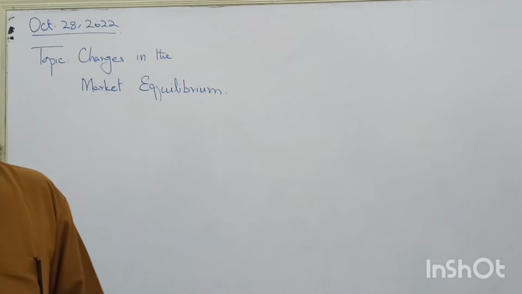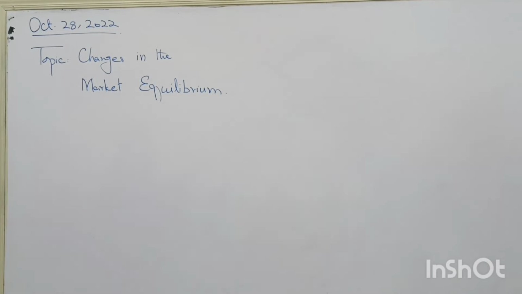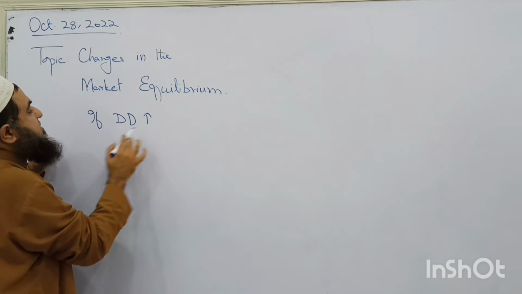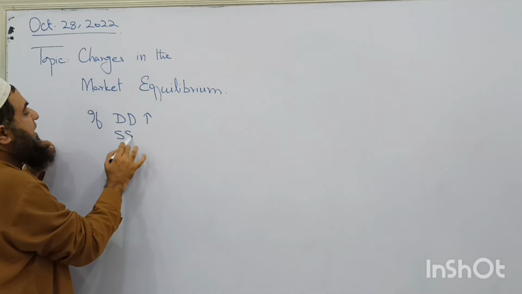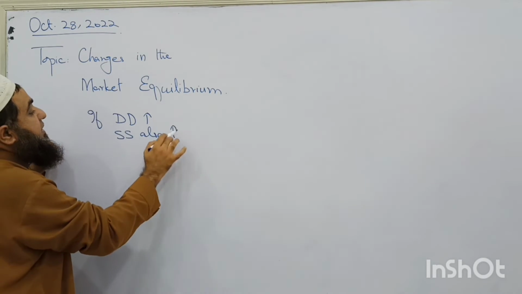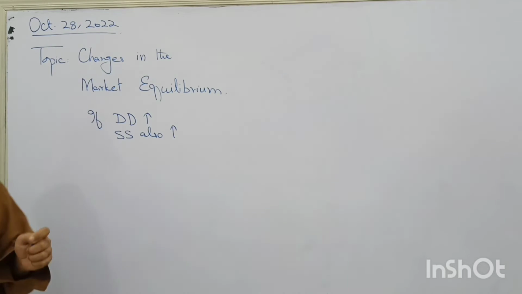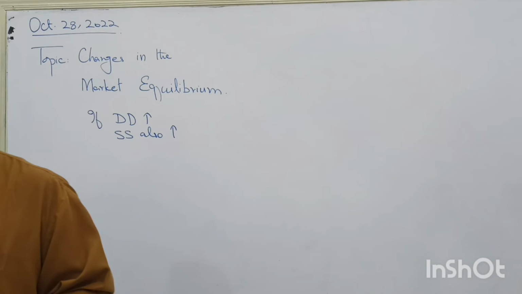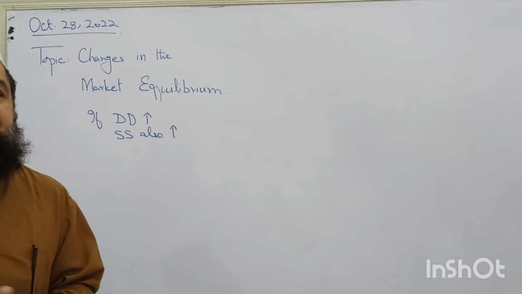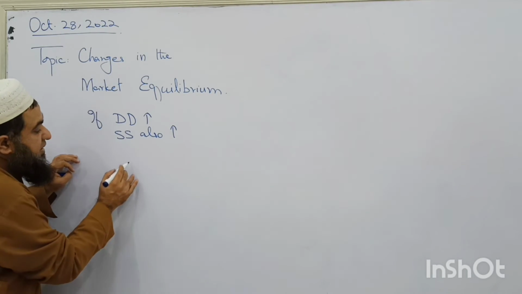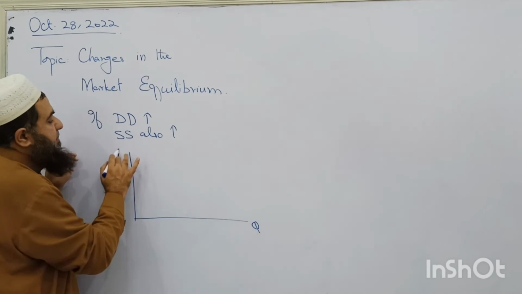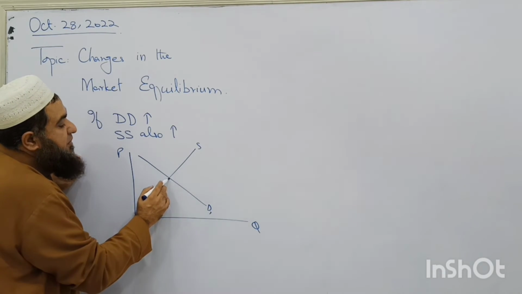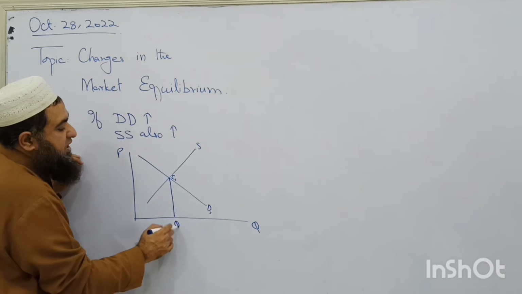What will happen if demand and supply both increase? If demand increases and supply also increases, like cost of production has gone down, or income of the consumer has increased, or weather has become favorable, any factor which is causing a rightward shift of both demand and supply. Now see what is going to happen when both curves are shifting rightward, in the same direction. This is the equilibrium before any change.